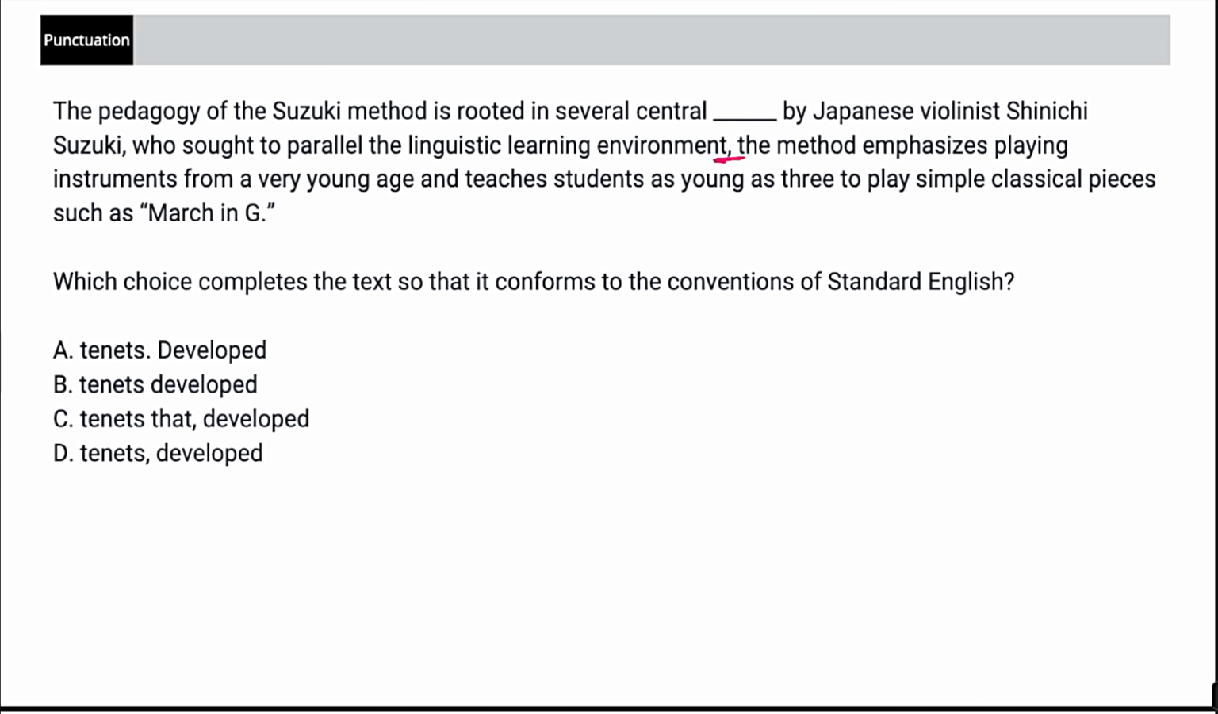Instead, it ends up being choice A because if we start with developed, now we have an introductory phrase starting with developed, we have non-essential information that we can get rid of. And then finally, our independent clause that comes after this comma is allowed to be there because we have that introductory phrase. So our answer is actually going to be choice A.